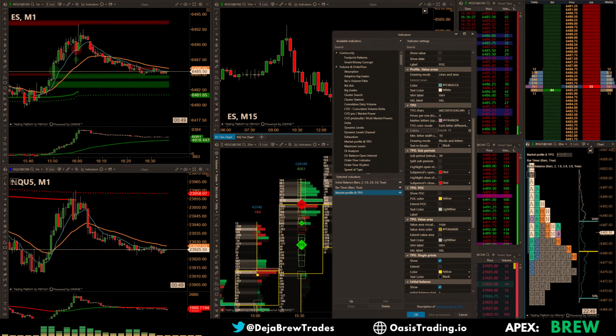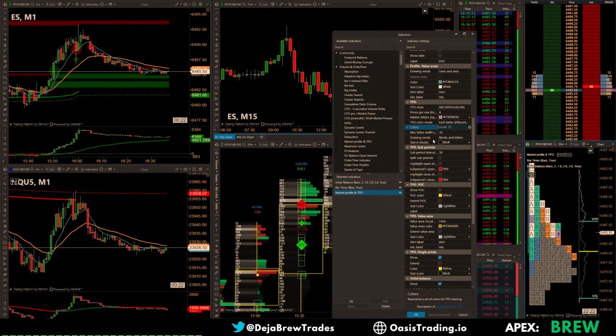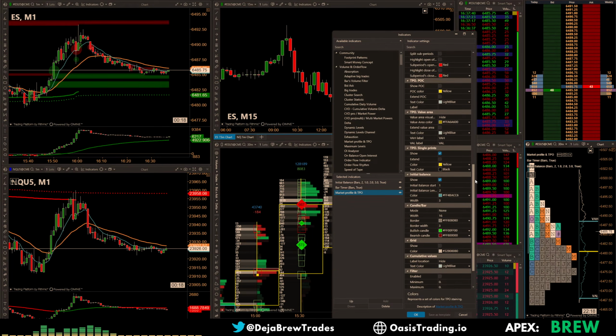TPO characters, make sure you have all your characters set. This is a very important setting. If you want your TPOs to look like mine, I have it set to 8 ticks, which is equal to 2 points. And if you want to change the colors of your TPOs, you have to go into the colors here and change them one by one. I have my first 3 colored, and then my last one colored, and in between, they're all the same. Other than that, I think my settings are pretty much default.